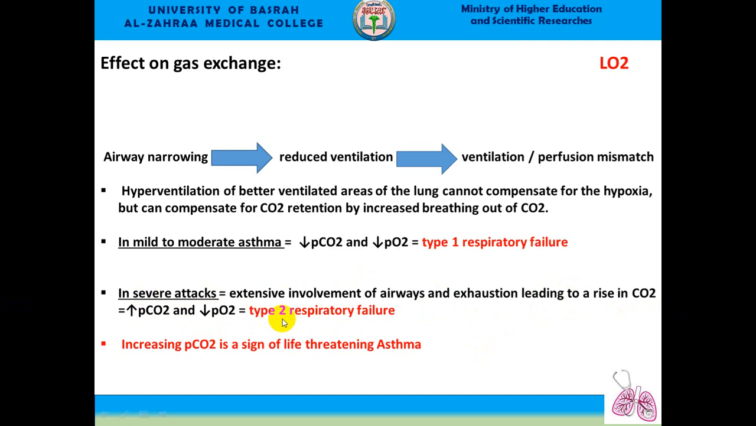Therefore, whenever you see a patient with asthma and increasing PCO2, this is a very bad sign. And this is a sign of life-threatening asthma. The patient might die, and you have to take action immediately. And usually the patient needs transfer to the ICU, the intensive care unit, and assisted ventilation.